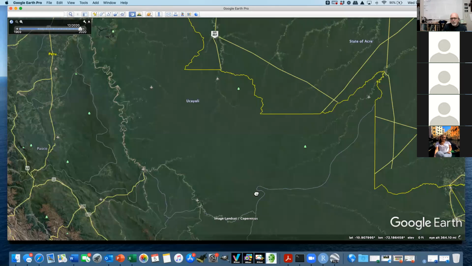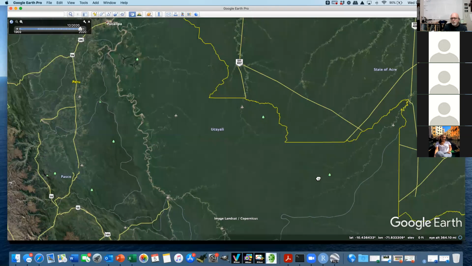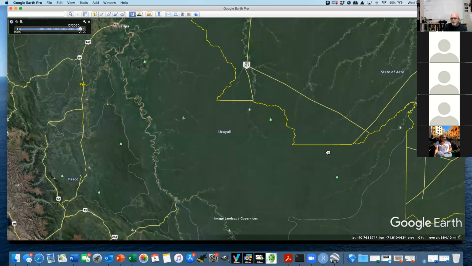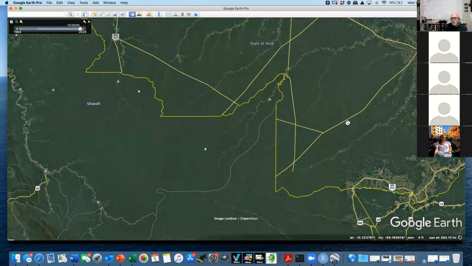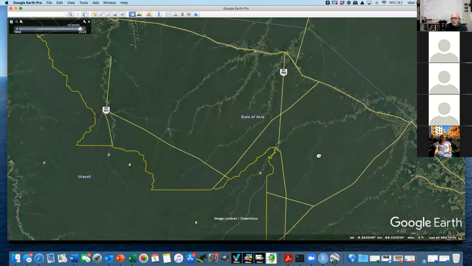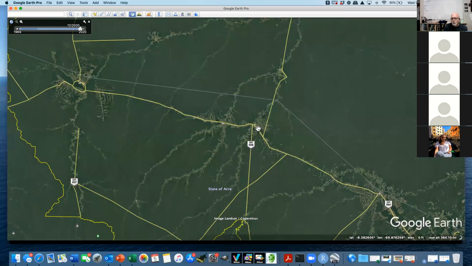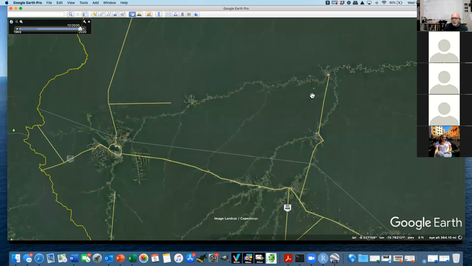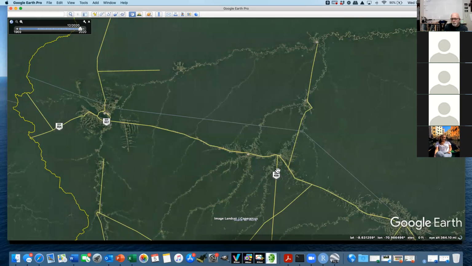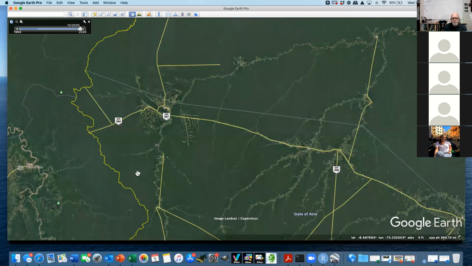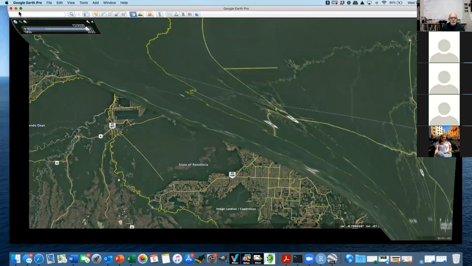So as long as this area stays roadless, the odds of it being developed like sections of Brazil have been developed are better. But you can see all throughout Brazil, Brazil has done a very good job of expanding its road network. And whenever you see roads coming in, you begin to see deforestation happening. So land use change is significant.